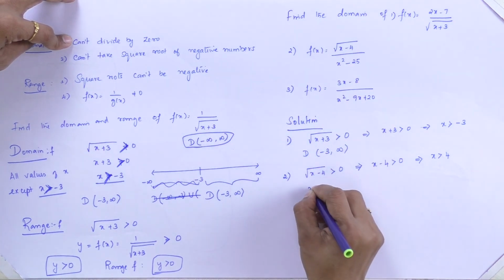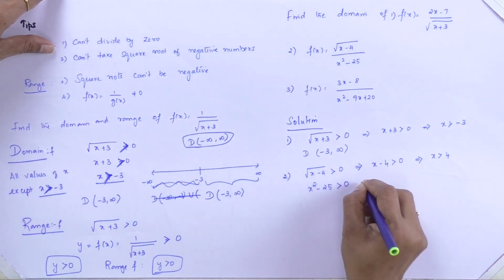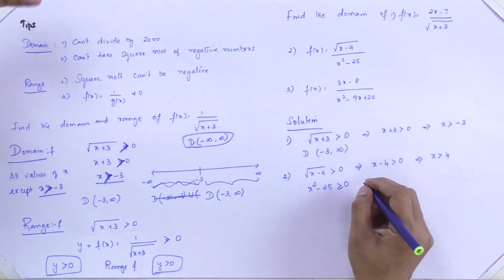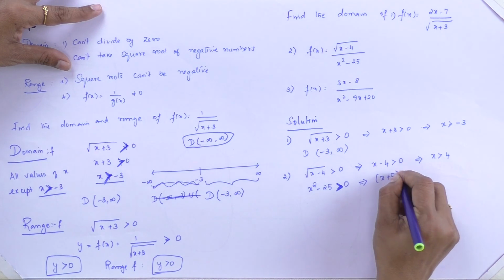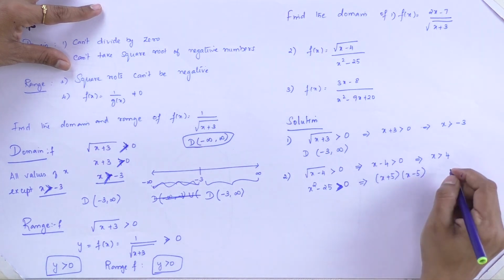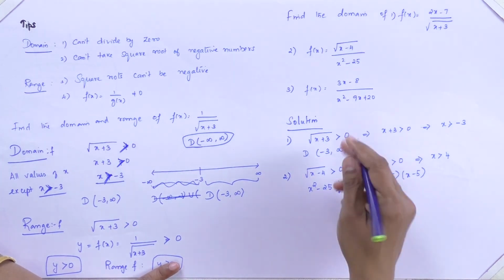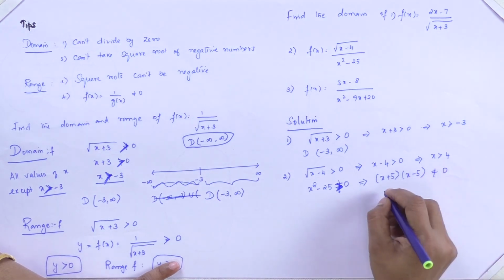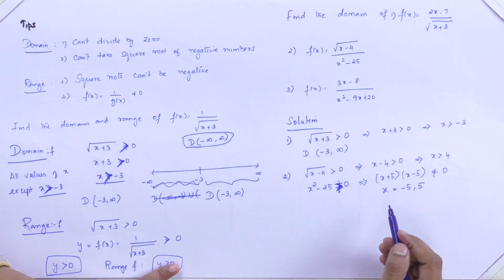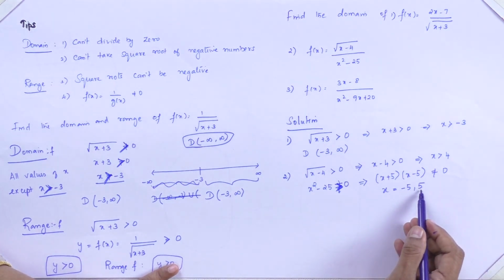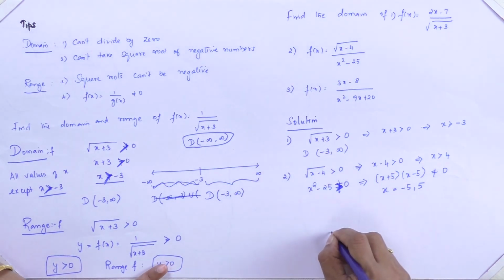And next, we have x square minus 25, that is in the other function, and it also must be greater than 0. Or greater than or equal to 0 also, but I can take greater than 0. So this implies x plus 5 into x minus 5, right? So x square minus 25 can be written this way. So this is not equal to 0, I can write. Which means that x is not equal to minus 5 and plus 5. So at the point minus 5 and at the point plus 5, I cannot have the domain, because it becomes infinity.